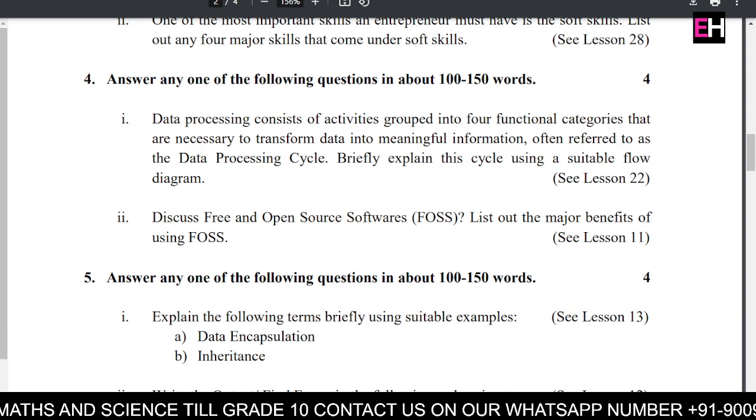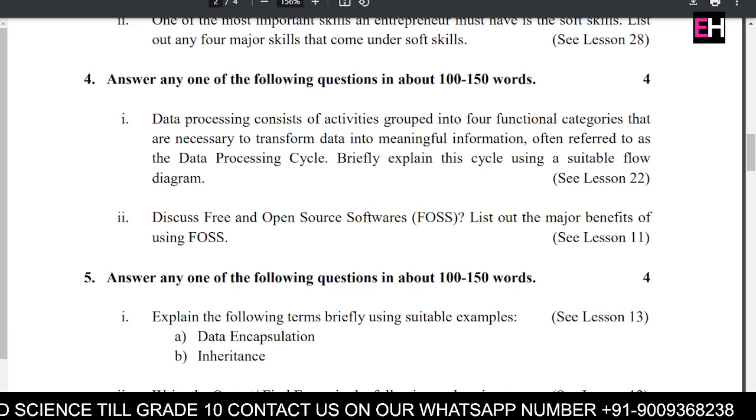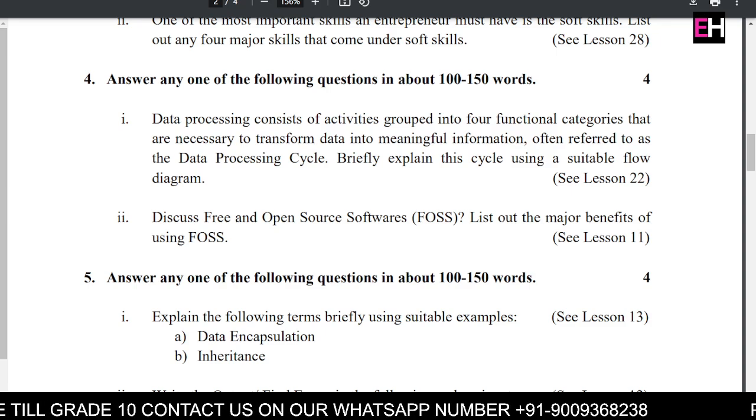In this video, we are discussing question number 4A of computer science assignment.